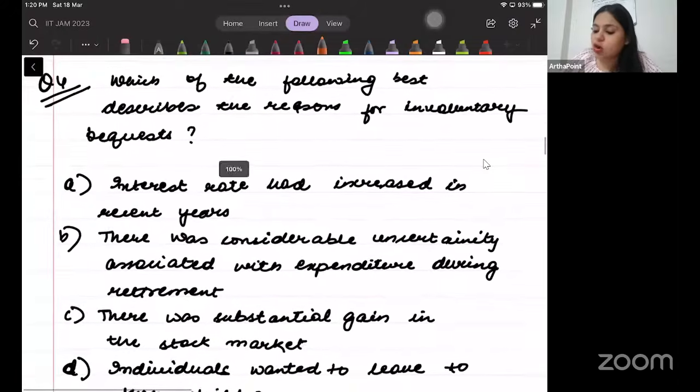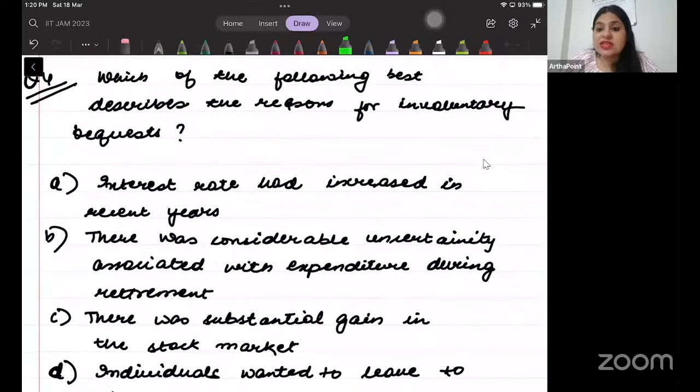It says, which of the following best describes the reason for involuntary bequests? Please understand this. See, bequest is usually what you leave for your future generation. Like if my grandfather leaves something for me, it's a bequest. Now, the aim of keeping bequest is only when you are not very self-centered. If you care enough for your future generation, you will go ahead and leave some bequests for them.